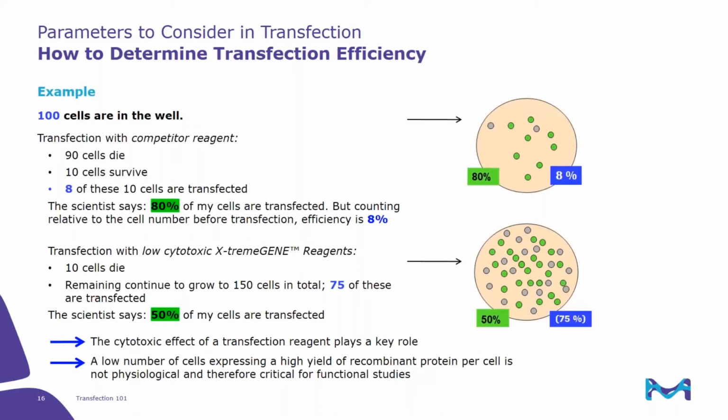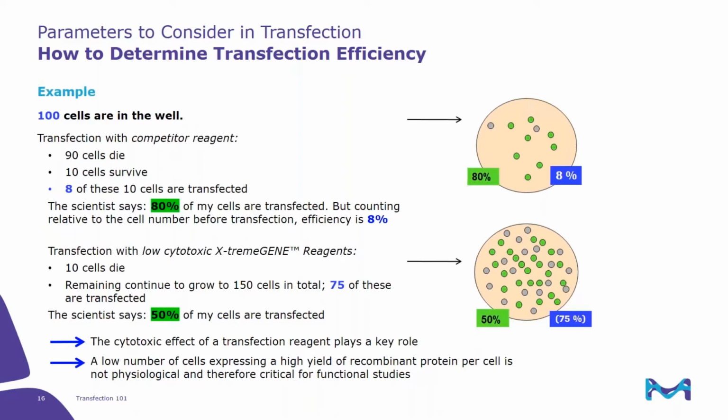Transfection efficiency is another vital parameter to consider. Transfection efficiency is greatly influenced by the cytotoxicity of the transfection reagent used. For example, given a scenario where 100 cells are in a well, if 90 cells die and 8 of the surviving cells are transfected, the transfection efficiency is 8%.